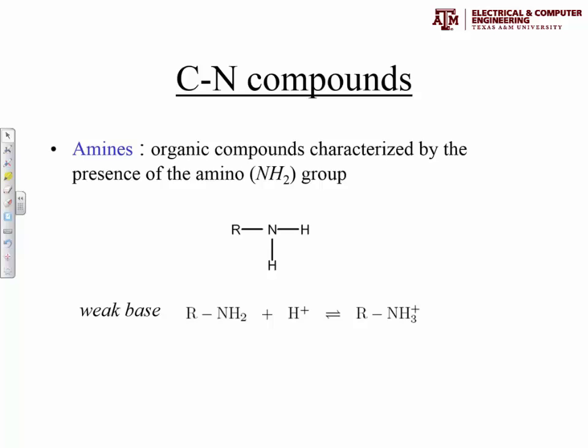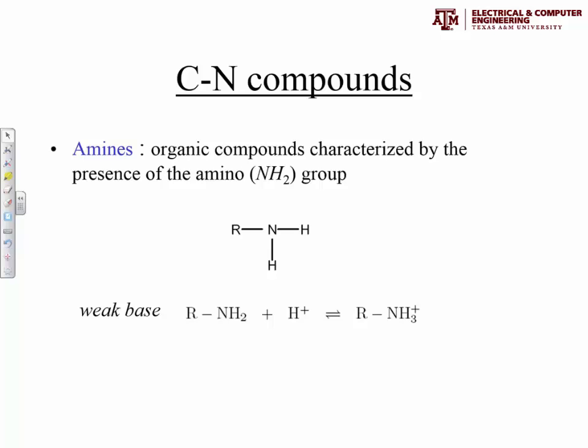Now we move on to another group of compounds, which are compounds that contain carbon and nitrogen, because in living things, nitrogen is there all over the place. So amines are organic compounds that are characterized by the presence of the amino group, NH2. NH3 is ammonia. You take that one H away, put in any organic group, that's an amine.